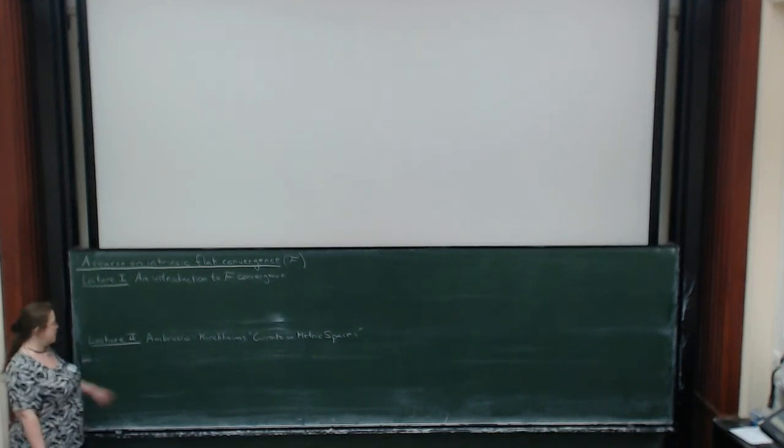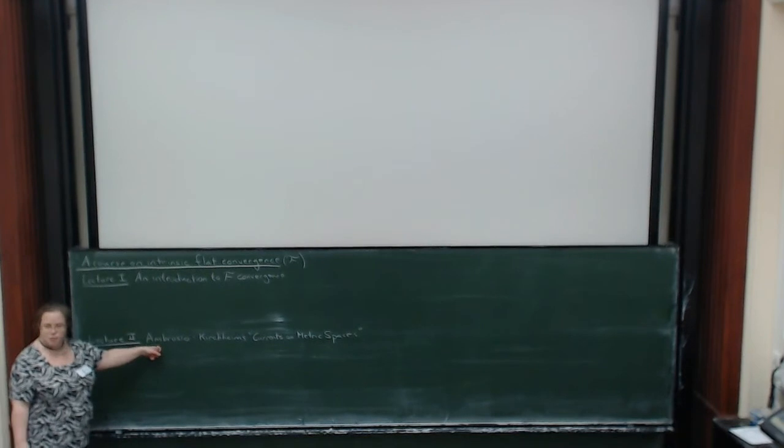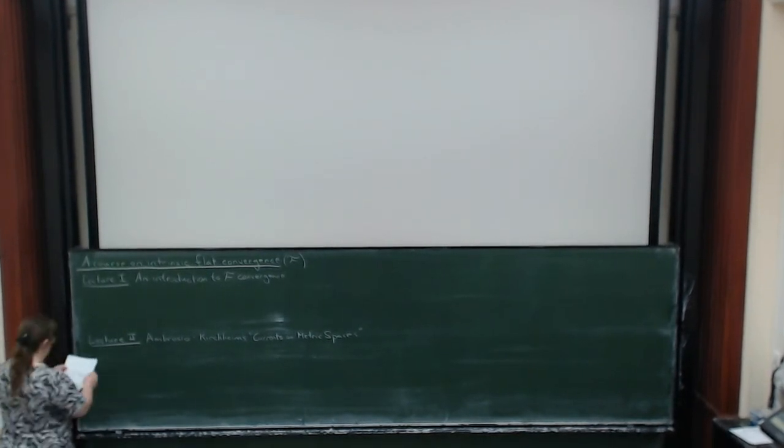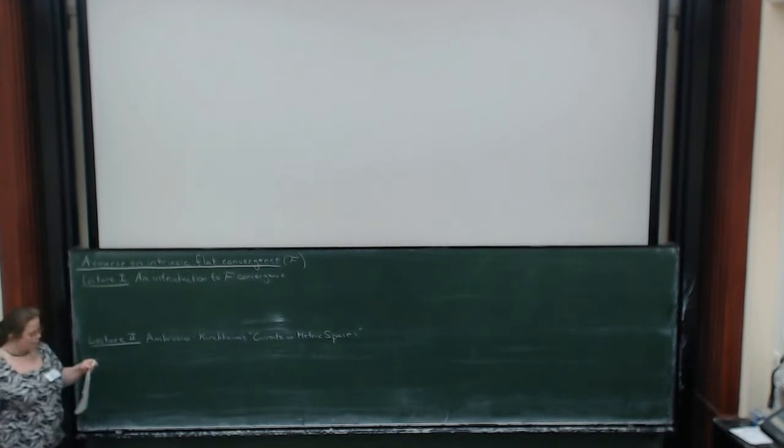Last time I presented just a basic introduction to intrinsic flat convergence. Today is going to be Ambrosio-Kirchheim's currents on metric spaces. So it won't have any of my results in today's talk at all. Let me just review the key aspects from the first lecture.